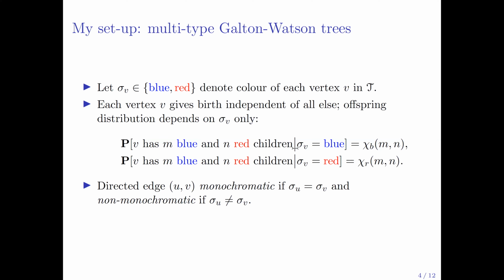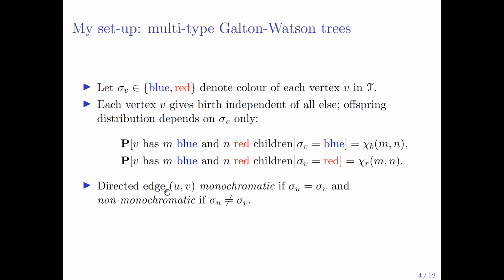Okay, so given that the color of V is blue, the probability that V gives birth to M blue and N red children is given by some chi sub B of M comma N. So this is a bivariate distribution now, and the subscript B here indicates that you are conditioning on the parent vertex having color blue. Similarly, conditioning on the parent vertex having color red, the probability that V has M blue and N red children is given by chi sub R of M comma N. Again, this R stands for the fact that the parent vertex has color red.